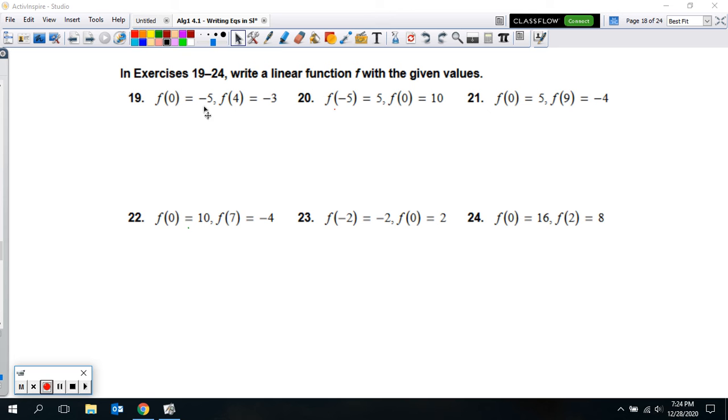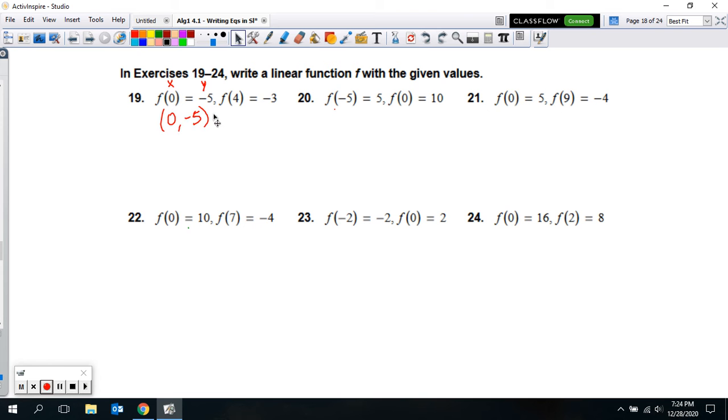But really what we need to recognize here is that these two things here are two ordered pairs. So basically the inside here, inside the parenthesis, is your x. So that's your x, and it equals the y. -5 would be the y. So 4 is x, and -3 would be y. So you can best just write these out as ordered pairs.